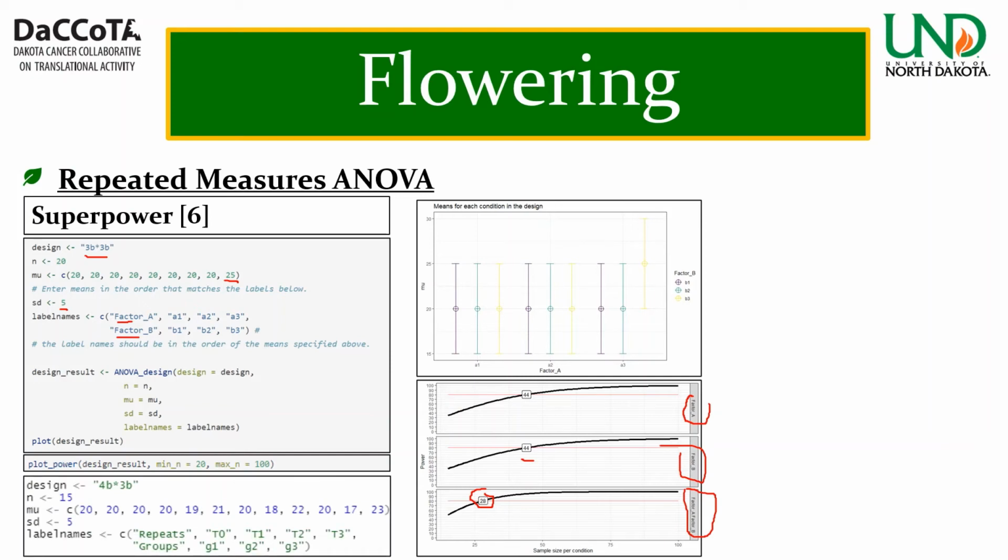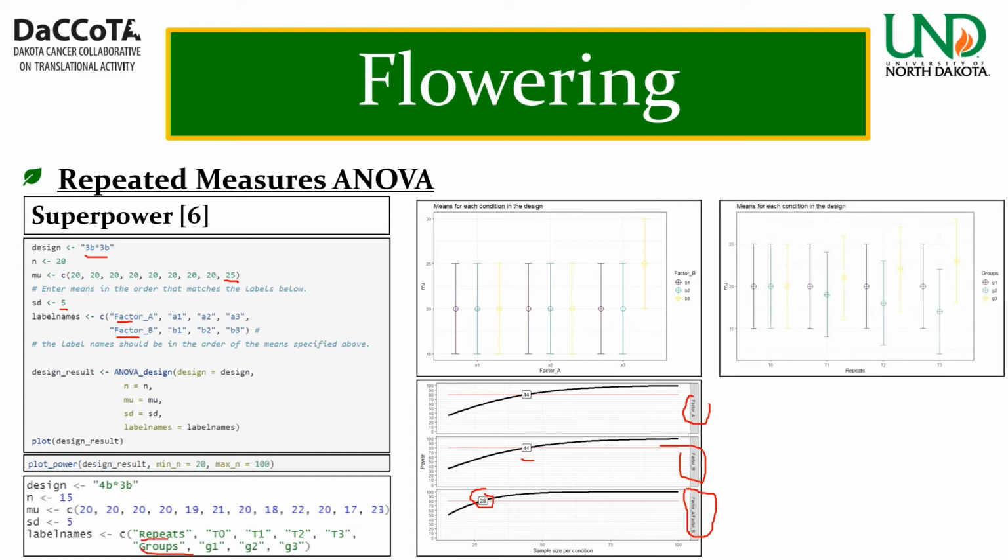So I created my own design. It's a 4x3, so 3 groups by 4 time points, sort of like I had that schema, and adding a little more changes here than just what they had. And naming them repeats in groups. So here's what the plot looks like.